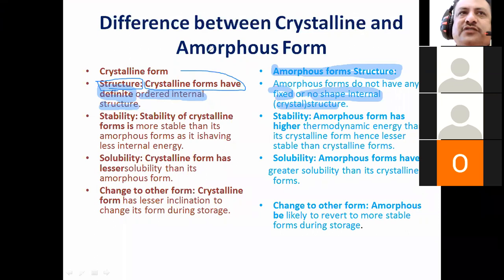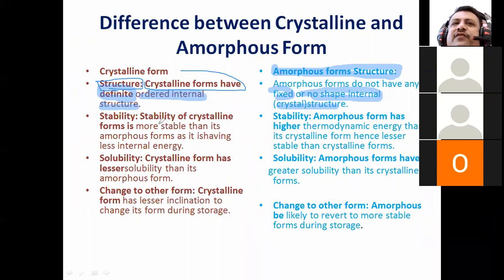Just for your information, crystalline forms have a definite order of internal structure, and amorphous forms do not have any fixed or sharp internal structure. So no crystal structure is present in amorphous form. Then talking about the next point, that is stability.